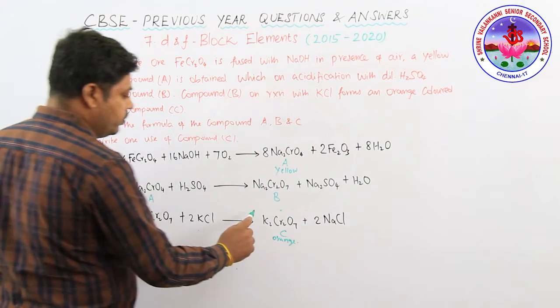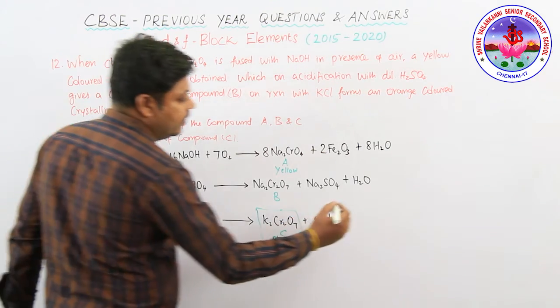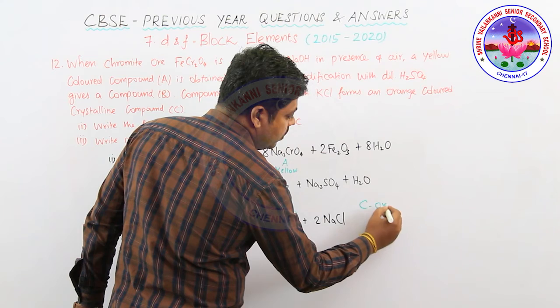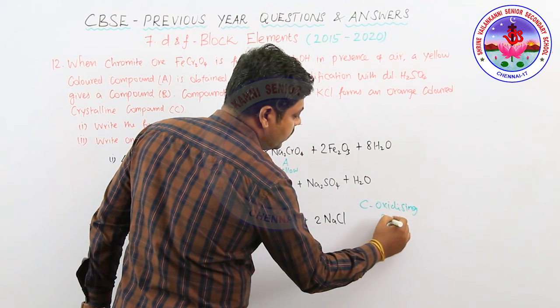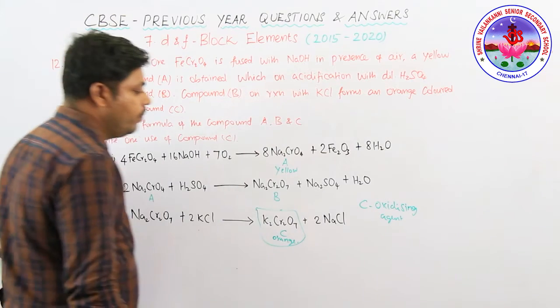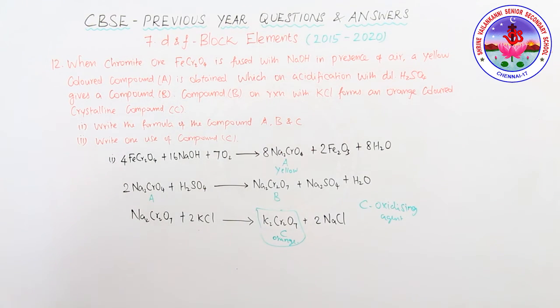So the compound C is the oxidizing agent, which acts as a primary standard in the volumetric titration. So this is the answer, the compound identification types in the inorganic chemistry.